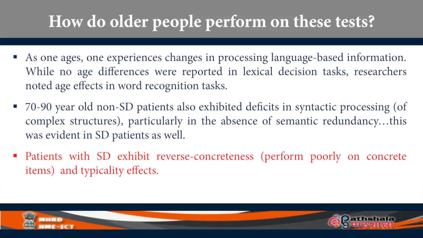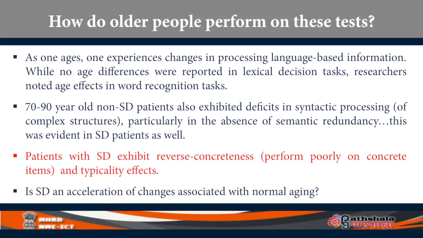So, does it mean that semantic dementia is an acceleration of changes associated with normal aging? We do not know. This is a question that researchers are trying to address. What is this typicality effect that characterizes semantic dementia? To understand this, you need to look at the picture shown on the screen.